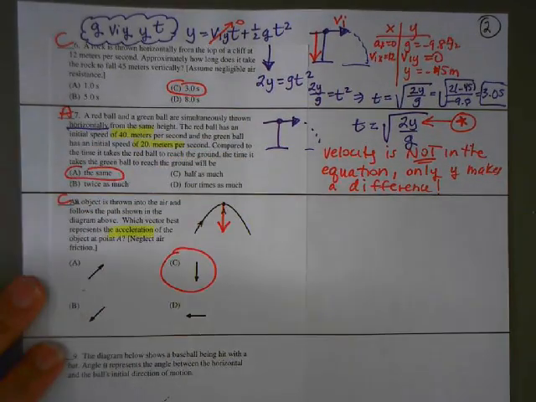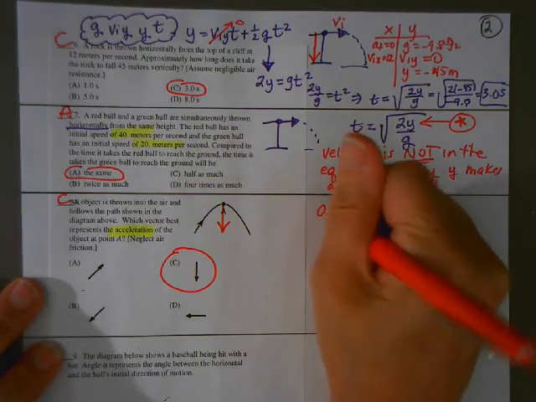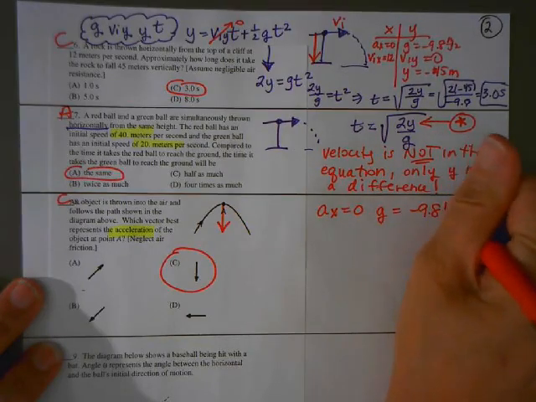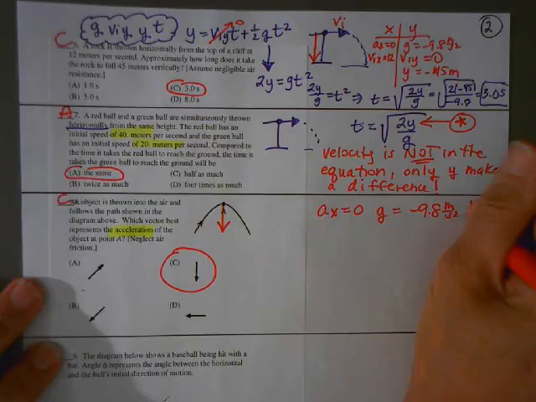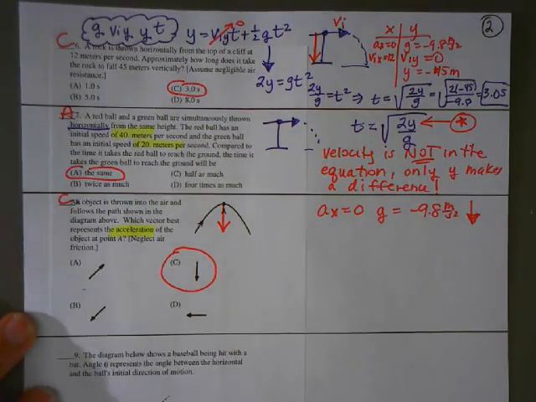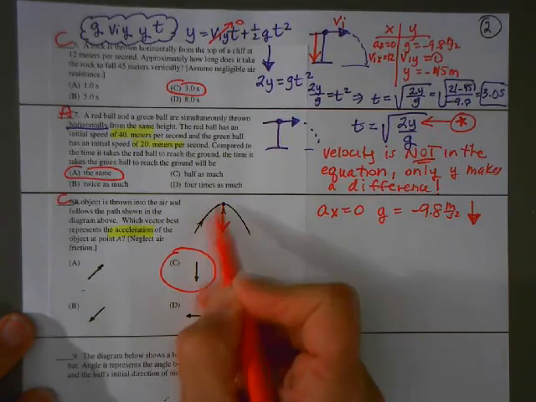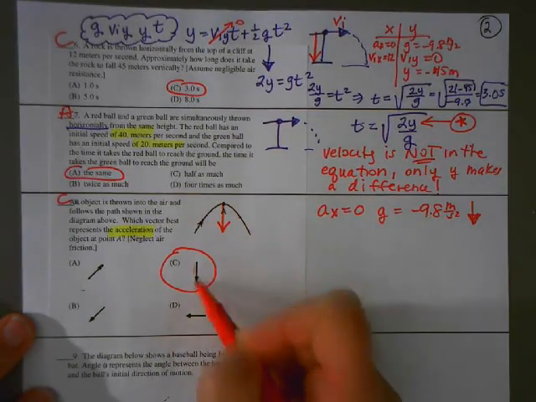So in the air, the only acceleration is g. So remember, ax is 0, and g is going to be negative 9.8, and that's always going to point straight down. Always. So no matter what, it doesn't matter if it was here, here, here, it's always going to be pointing down.